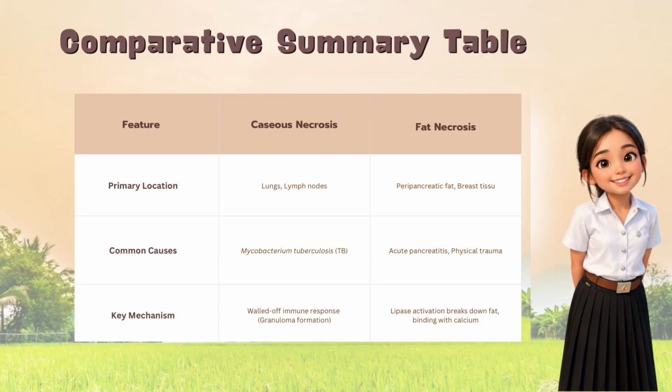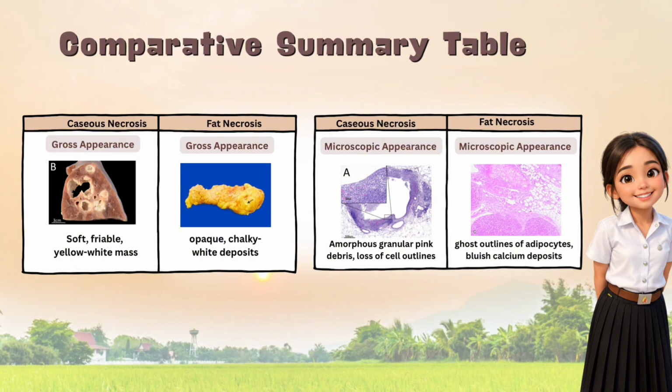Caseous necrosis is caused by tuberculosis, commonly found in the lungs, while fat necrosis is caused by acute pancreatitis or trauma affecting adipose tissue. Grossly, caseous necrosis looks cheese-like due to granuloma formation. In contrast, fat necrosis shows chalky white deposits from lipid digestion and calcium binding called saponification.